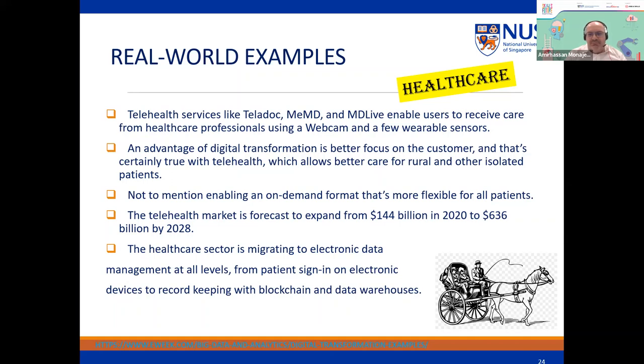The telehealth market in 2020 was $144 billion. They believe that in 2028, the telehealth market would be more than $600 billion US. The healthcare sector is migrating to electronic data management more than now at all levels, from a patient signing in on electronic devices to record keeping and a kind of blockchain-based data warehouse.